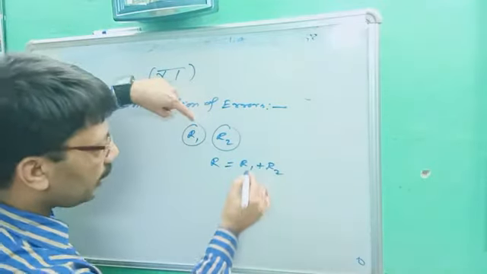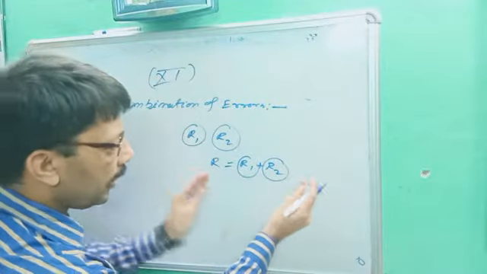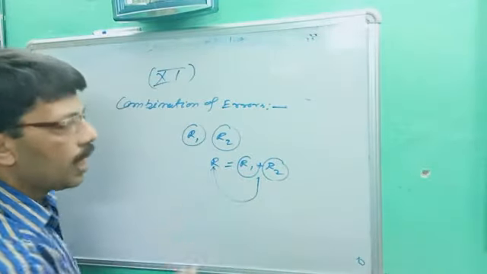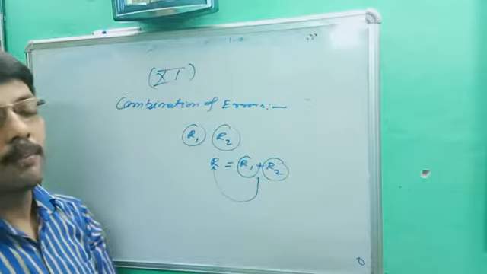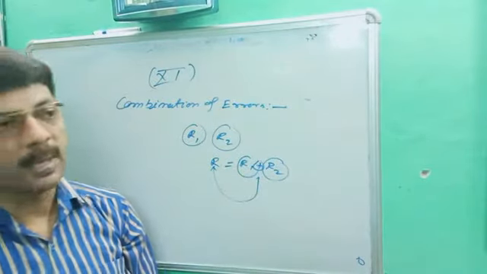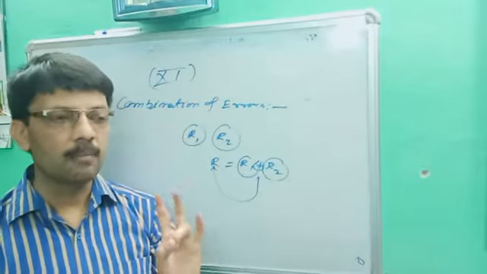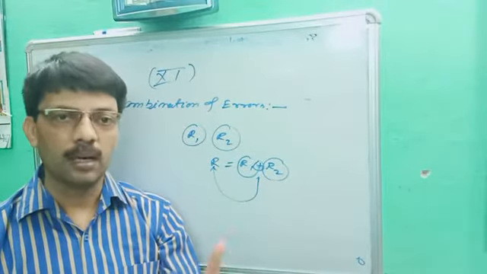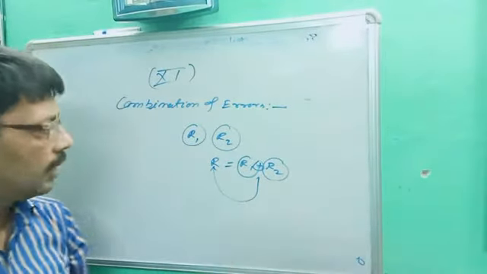If there is error in R1 and error in R2, their combined effect will go into R. This is called combination of error in addition. There are 5 types of combination of error: addition, subtraction, multiplication, division and power. First I will give the rough idea for all of them.